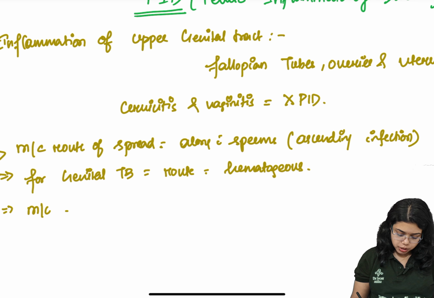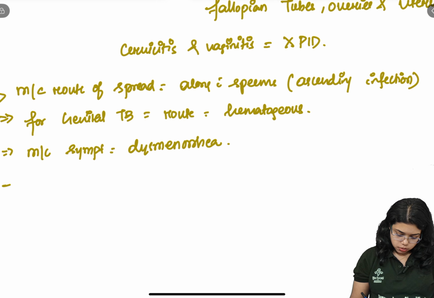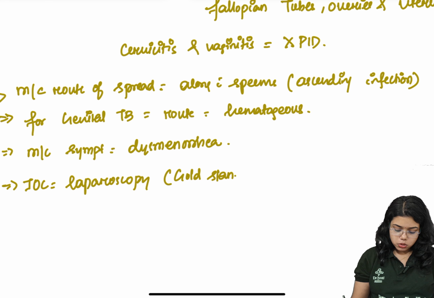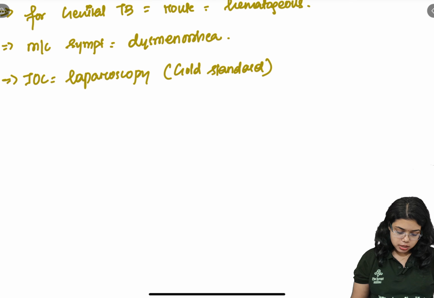What is the most common symptom? Most common symptom is dysmenorrhea. And what is the investigation of choice? Laparoscopy. This is the gold standard. Why is laparoscopy the gold standard? I will tell you. What is laparoscopy? When we put the ports inside the abdomen and we visualize the uterus, fallopian tubes and ovaries by direct visualization through the laparoscope, that is laparoscopy and that is the gold standard.